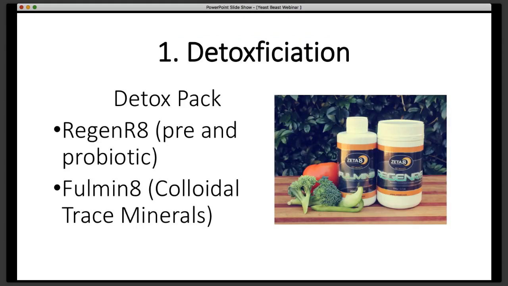Important to detoxify your body. Using the detox pack, these are 2 Zeta 8 products. Regenerate, which is a pre and a probiotic. And as you all know, the importance of probiotics, because that is a healthy bacteria, which actually helps to control yeast overgrowth because the bacteria competes against it. So the yeast has a natural enemy, if you like, a competitor in the healthy bacteria in your gut.